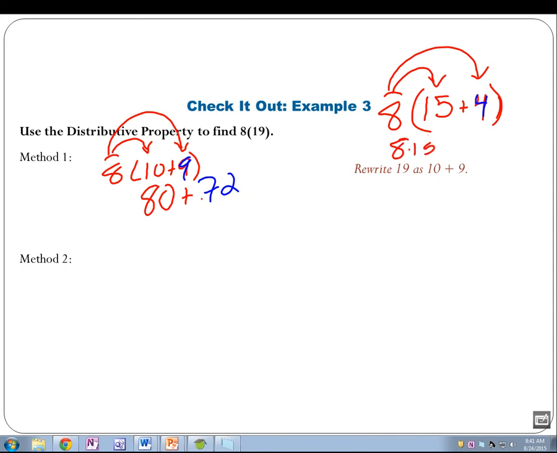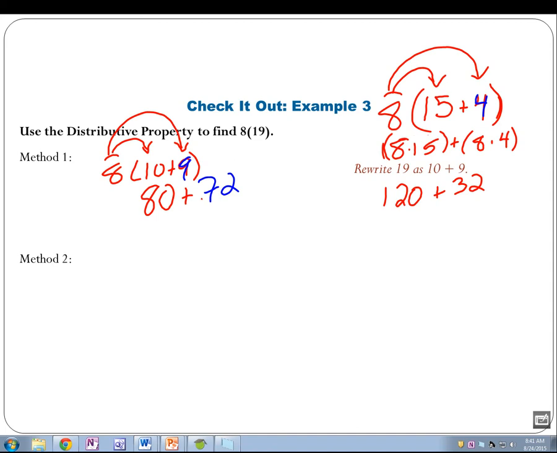8 times 15 plus 8 times 4. That one was 120 plus, is that 8 times 4? Yeah. It's 32. Yes, ma'am. 152. Yep, we will be getting there.